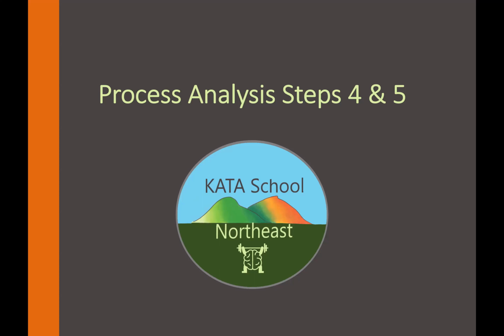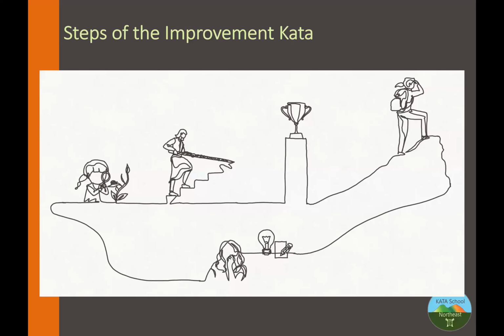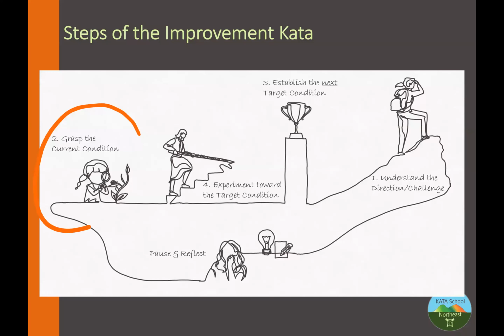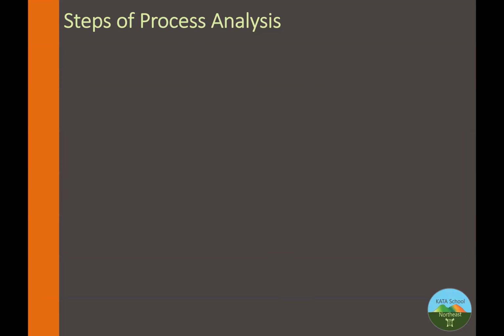In this video, we will be walking through process analysis steps 4 and 5. Now, process analysis is the starter kata for step 2 of the Improvement Kata, grasping the current condition. Process analysis consists of 5 steps overall.